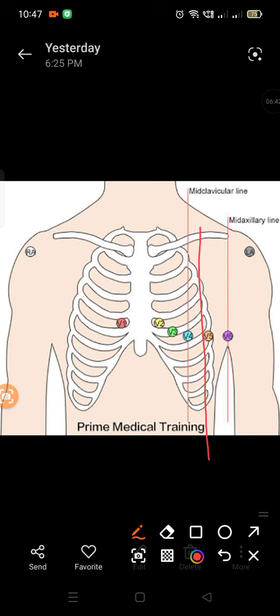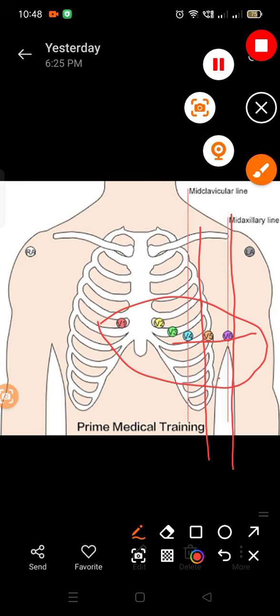Then coming to V6, it is the mid axillary line. Here we have the axilla. On the straight mid axillary line at the fifth intercostal space, we have to keep this V6 lead. This placement is very important for the skill based exam also. These are the unipolar chest leads. We have to keep V1, V2, V3, V4, V5, V6 in the chest area to identify many heart diseases.